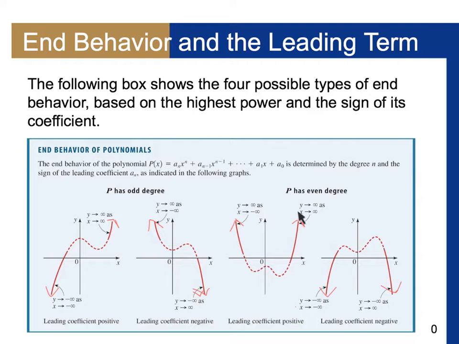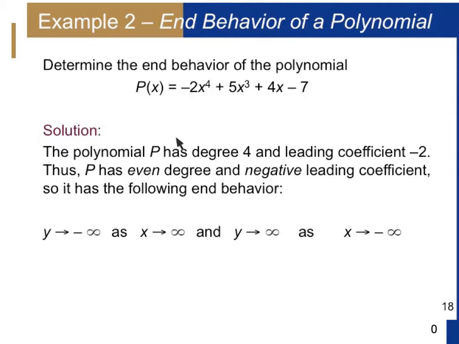For even degree, like x squared or x to the fourth, and remember, we're just looking at the first term, it's either going to go up and up, like x squared or x to the fourth, or down and down, like minus x squared or minus x to the fourth. Let's look at this example: P of x equals minus 2x to the fourth plus 5x cubed plus 4x minus 7. Our first term is minus 2x to the fourth, so we have a degree of 4, which means it's an even degree.